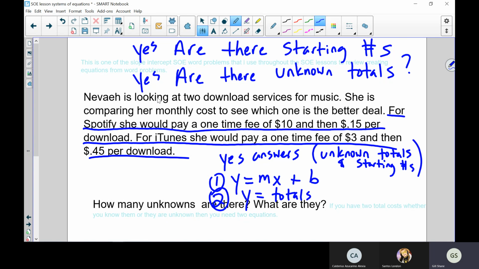And again, you'll have two equations, so you'll have a y in one equation and a y in the second equation. So we know in this problem, we have yes answers to those equations. We know our format is going to be y equals mx plus b, and y is going to stand for our totals when we create that equation. I'm going to have to erase all of that, so make sure you got it down.